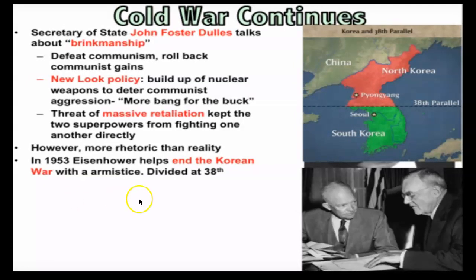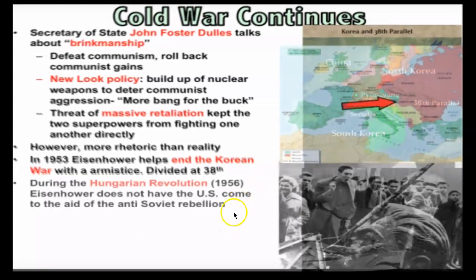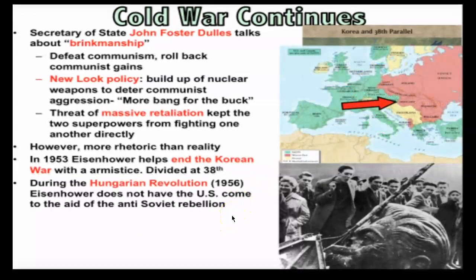So by 1953, like I said earlier, Eisenhower would help end the Korean War by going to Korea, negotiating the armistice, and dividing North and South Korea to this day at the 38th parallel line. By 1956, Hungary would also go through its own revolution, where students and protesters tried to overthrow the communist government there in Hungary, but Stalin and Moscow would have nothing of it.